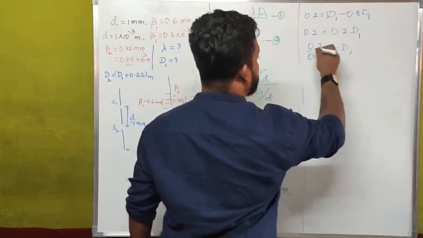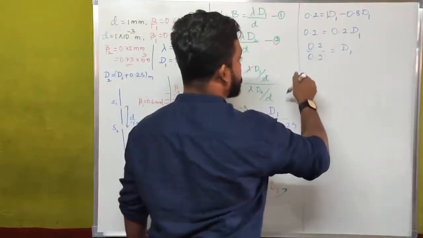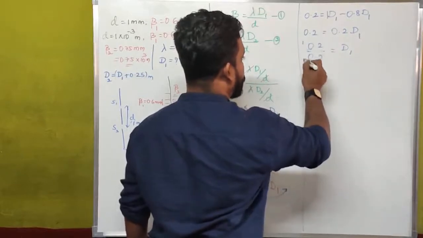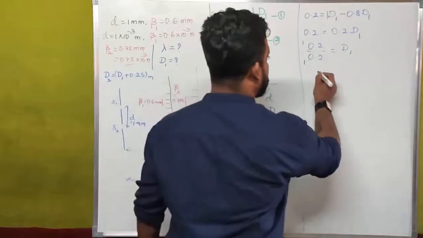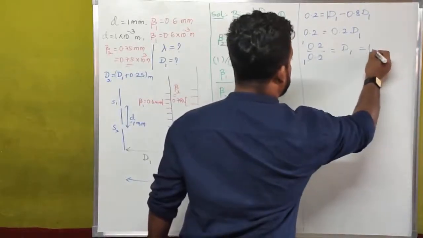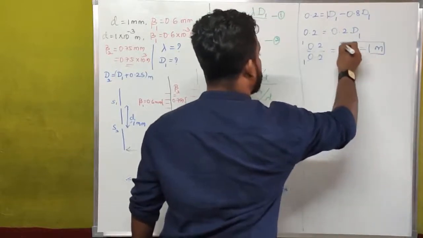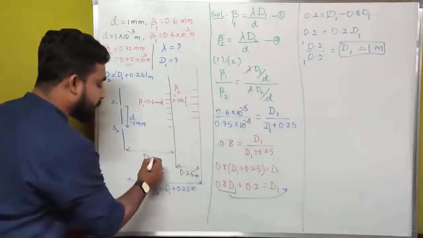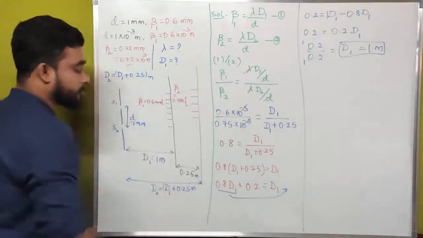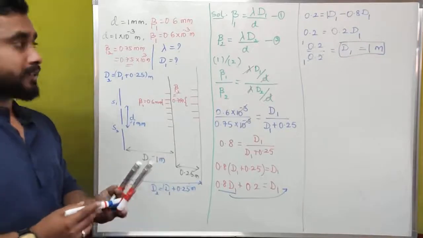That is, here what we have is 0.2, 0.2 gets cancelled. 0.2 ones are 0.1, 0.2 ones are 0.2. 1 divided by 1 is how much? That is nothing but 1. Then the value of the distance between the screen and the slit before changing its position is equal to 1 meter. We have got the value of distance between the screen and the slit.